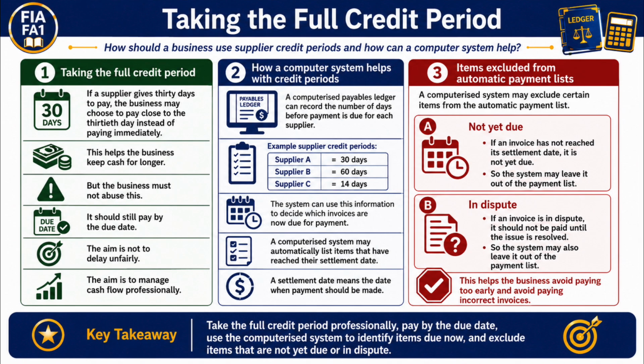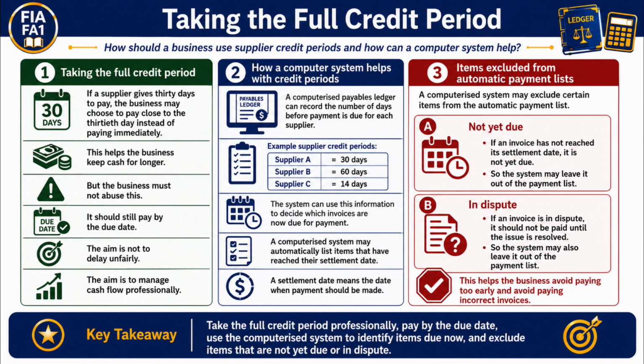Taking the full credit period. The textbook also explains that it may be desirable to take the full period of credit from each supplier. Let us explain this in simple language. If a supplier gives 30 days to pay, the business may choose to pay close to the 30th day instead of paying immediately. This helps the business keep cash for longer, but the business must not abuse this. It should still pay by the due date. The aim is not to delay unfairly. The aim is to manage cash flow professionally.